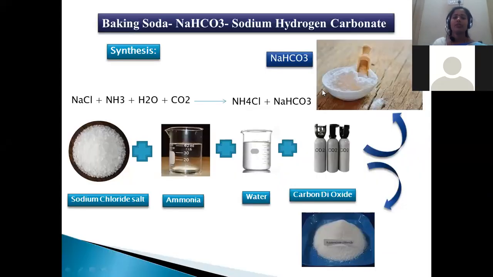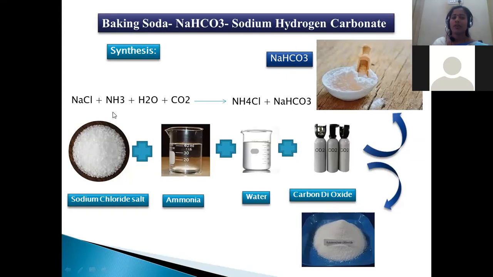So this is about baking soda. Baking soda is chemically given as sodium hydrogen carbonate. NaHCO3 is called baking soda, which is chemically known as sodium hydrogen carbonate. It is in an amorphous state, meaning a powdery form of the compound is given, and its chemical composition is NaHCO3, sodium hydrogen carbonate. It is an amorphous or powdery substance.